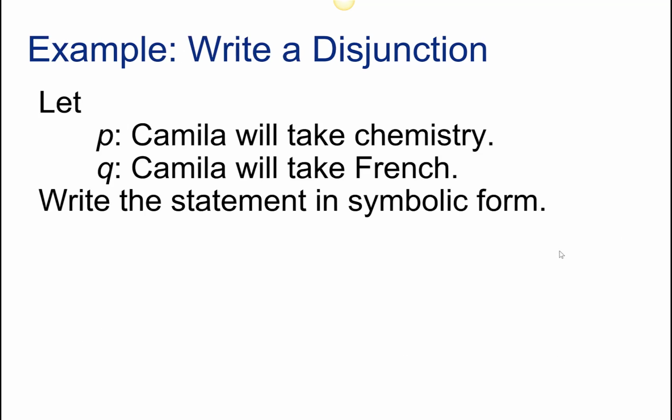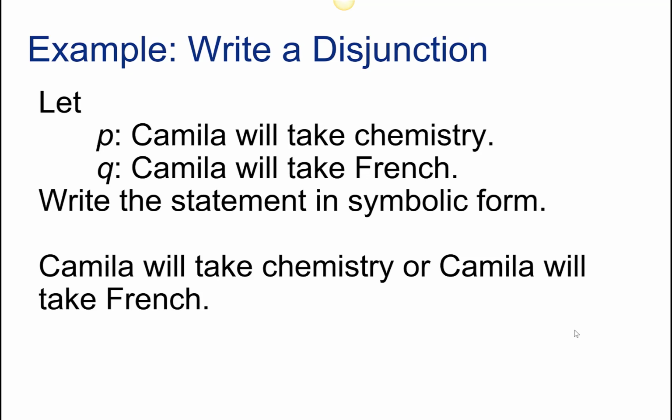So let's write a disjunction. Camilla will take chemistry as P, Camilla will take French as Q, and we want to write this sentence in symbolic form.